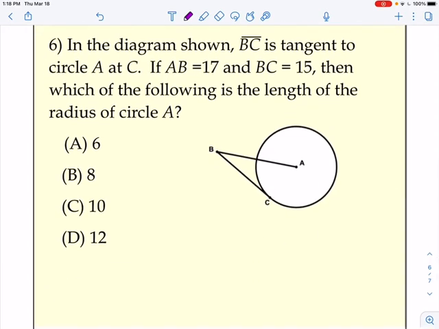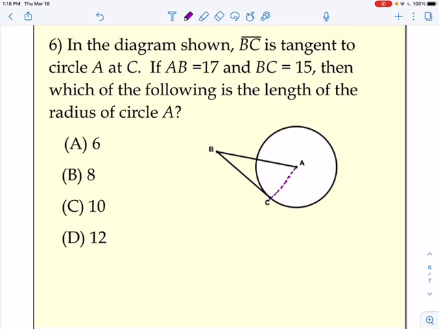Okay, for number 6, we have in the diagram shown BC is tangent to circle A at C. And if AB is 17 and BC is 15, then which of the following is the length of the radius of the circle? So again, we're looking for the radius of the circle, which is going to end up being that purple dotted line that I just drew.